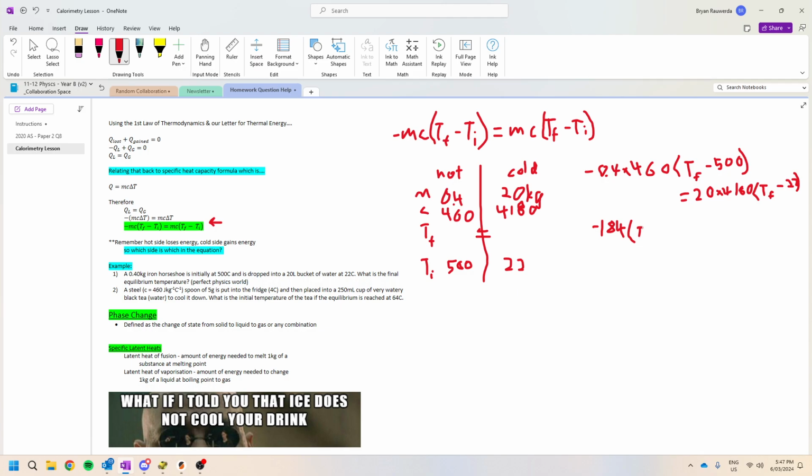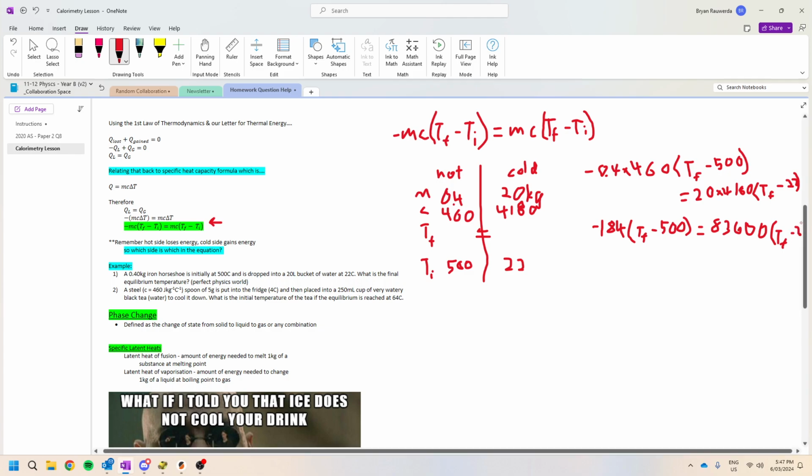Bracket TF minus 500, close bracket. On the other side, 20 times 4180 is 83600. That's horrible. TF minus 22.